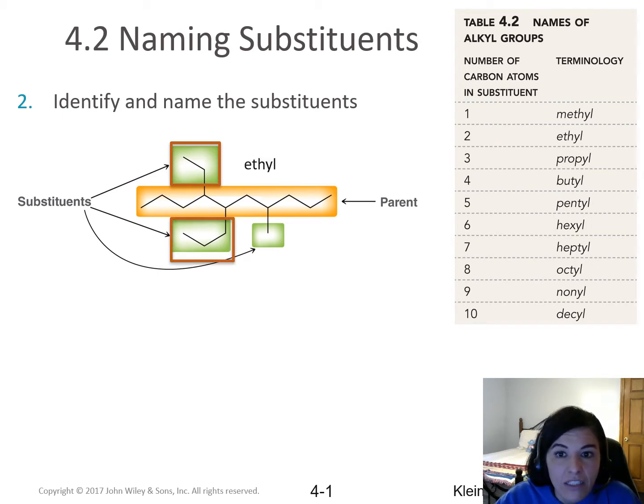Now, let's look at our second substituent. Here we have 3 carbons. The 3-carbon parent chain name is propane. As a substituent, we call it propyl. And then finally, our last substituent is only 1 carbon. Normally, this would be referred to as methane, and as a substituent, it becomes methyl.